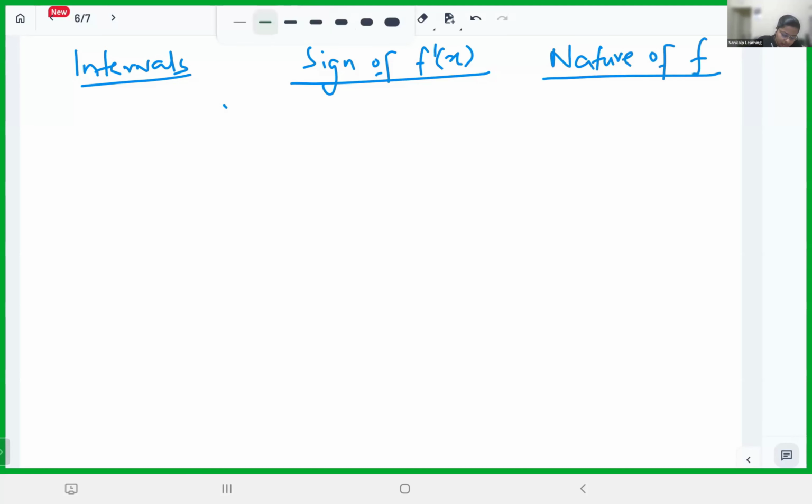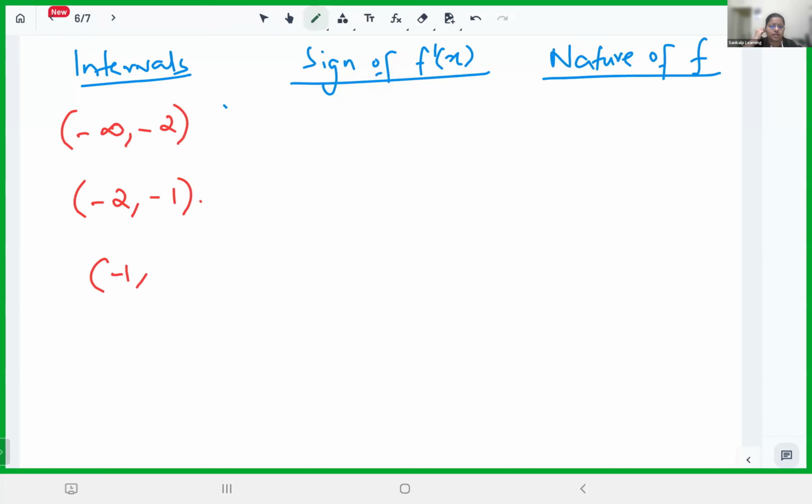So the first interval is the open interval minus infinity comma minus 2. The second interval is -2 comma -1, and the third interval is -1 comma infinity. Okay, so these are the intervals. Now we'll check what is happening to f dash of x in these respective intervals.